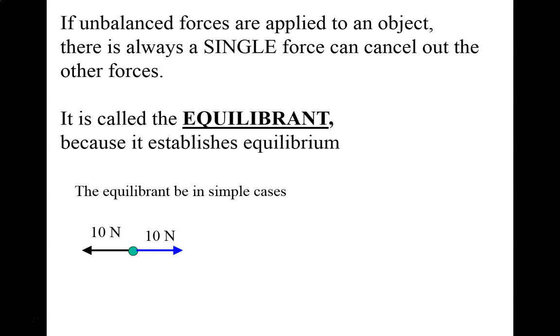Basically, no matter how many forces are applied to an object, you can cancel all of those forces out with one single force. And that single force that cancels out all the other forces is called the equilibrium force, because it establishes equilibrium. So, start out really easy, if you've got a force of 10 newtons to the left, the equilibrium force is 10 newtons to the right. Okay, if you've got a force of 15 newtons up, the equilibrium force is 15 newtons down.